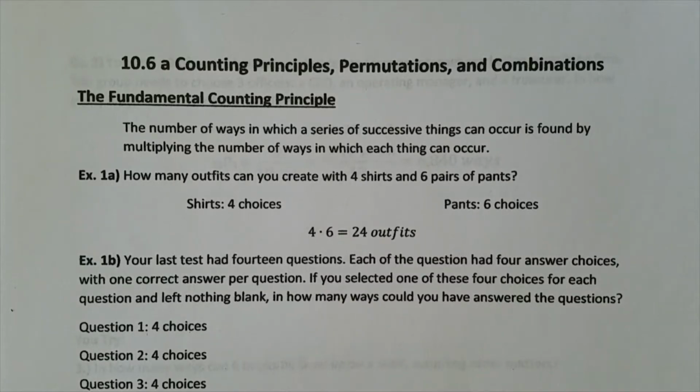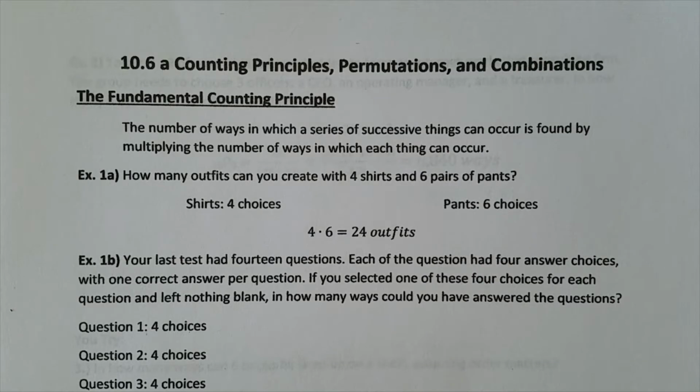Let's take a look at your 10.6a notes, counting principles, permutations, and combinations. The fundamental counting principle states that the number of ways in which a series of successive things can occur is found by multiplying the number of ways in which each thing can occur. So example 1a, how many outfits can you create with 4 shirts and 6 pairs of pants? That is with replacement. You're just multiplying your choices together. 4 times 6, you've got 24 outfits.